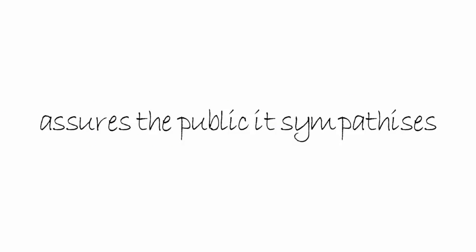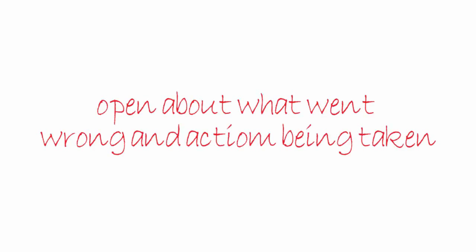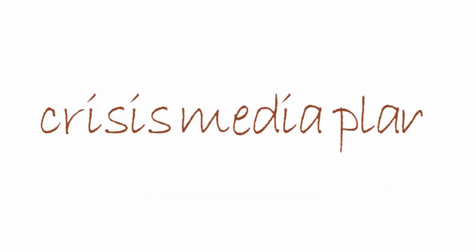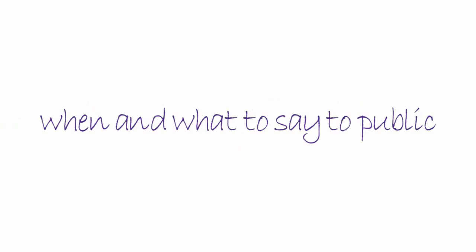Media should be handled in such a way that the company assures the public it sympathises with those who have suffered and apologises. They also need to be open about what went wrong and what action is being taken. For these reasons, a company will probably choose to have a crisis media plan. This will include when and what to say to the public, and develop an appropriate press release.